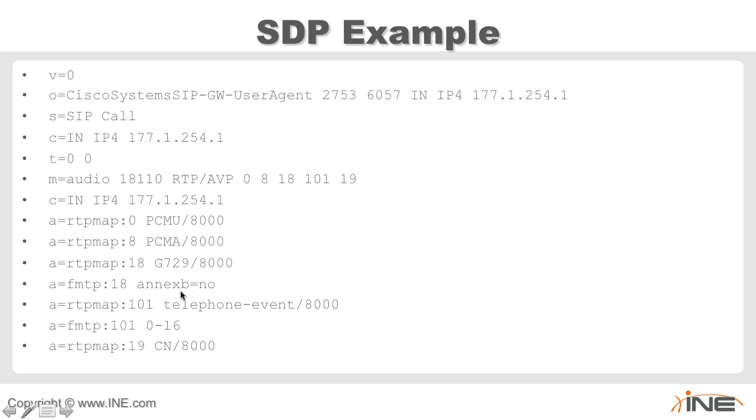G729 Annex B is VAD. Okay, and VAD is bad. It's also comfort noise generation, CNG. But Annex B is not supported. If it was, it would state Annex B, yes.